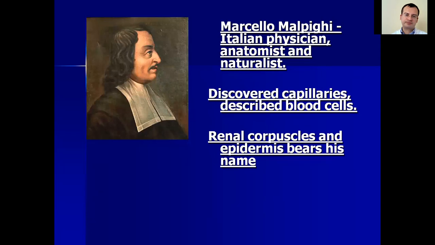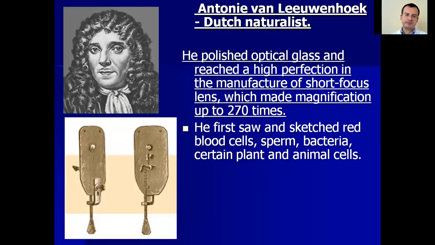Marcello Malpighi discovered capillaries, described blood cells, and the renal corpuscle and the epidermis bear his name. Antony van Leeuwenhoek polished optical glass and reached a high perfection in the manufacture of short focus lenses, which made magnification up to 270 times. He first saw and sketched red blood cells, sperm, bacteria, and certain plant and animal cells.